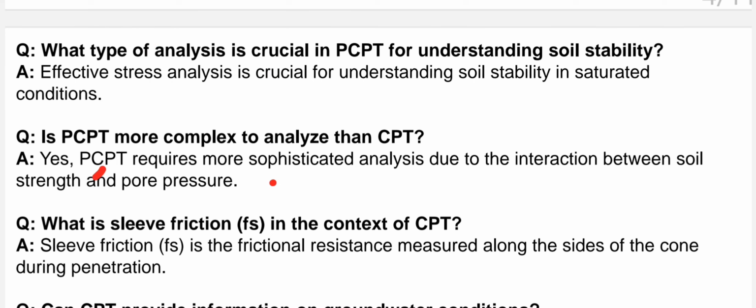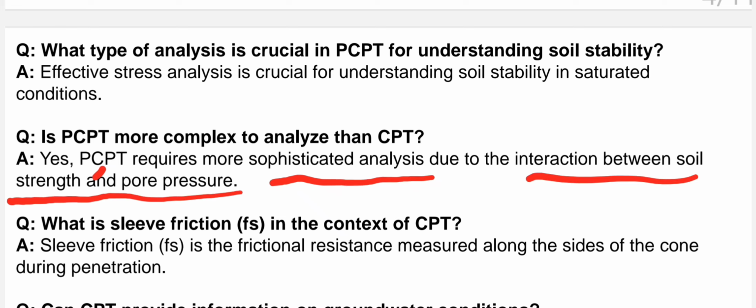Is PCPT more complex to analyze than CPT? Yes, PCPT is more sophisticated and requires more sophisticated analysis due to pore water pressure, the interaction between soil strength and pore water pressure. So because of this we need to have sophisticated analysis. PCPT is a little more complex than CPT, because CPT does not consider the interaction between the pore water pressure and soil strength, but in PCPT it is possible.